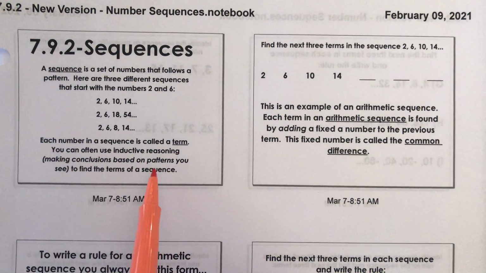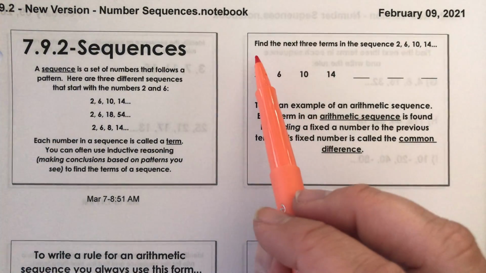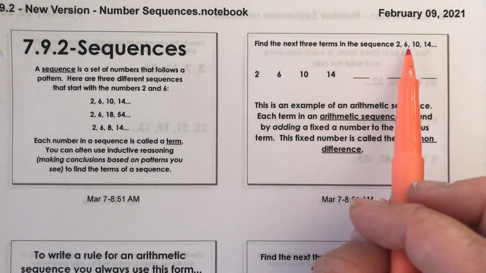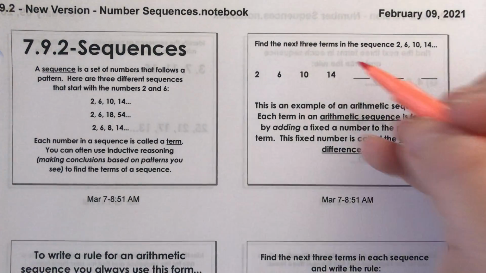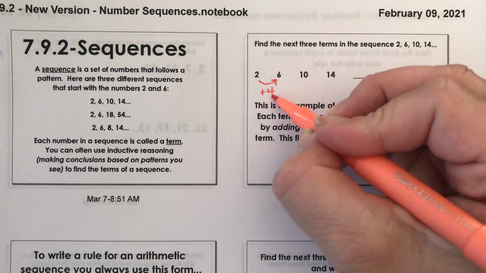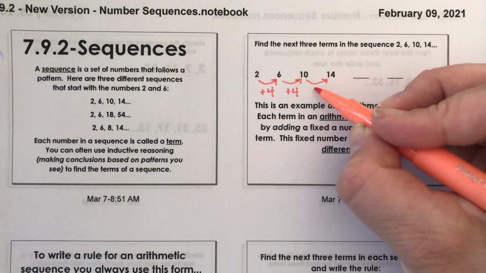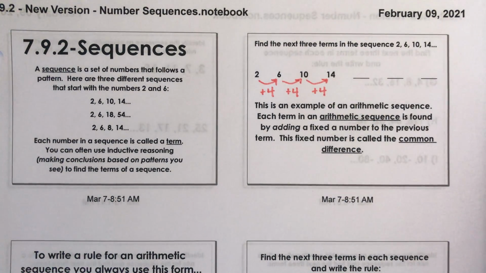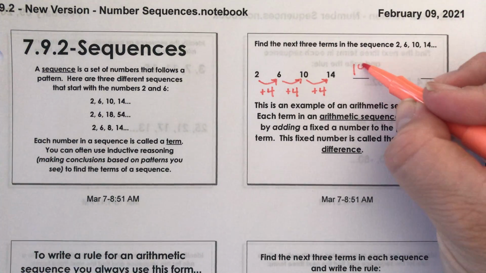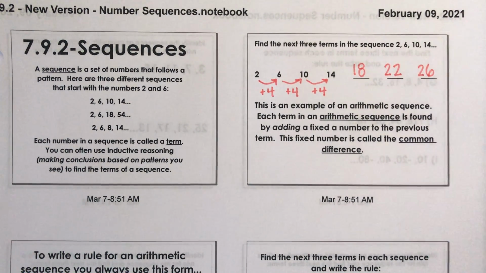And we can often use what's called inductive reasoning, which is just making conclusions based on patterns that you see to find the next terms in a sequence. So this says find the next three terms in the sequence 2, 6, 10, 14. So if I'm going from 2 to 6, what am I doing? I'm adding 4. 6 to 10, adding 4. 10 to 14, adding 4. So if I add 4 again, that's 18, 22, and 26.